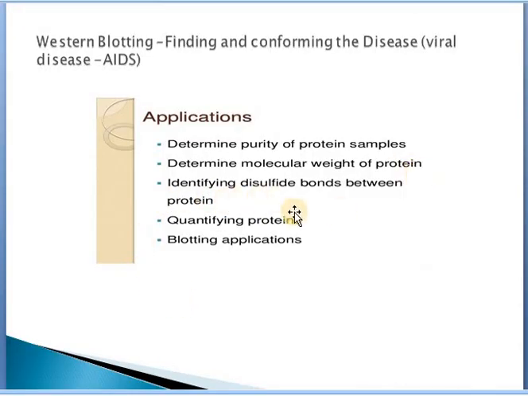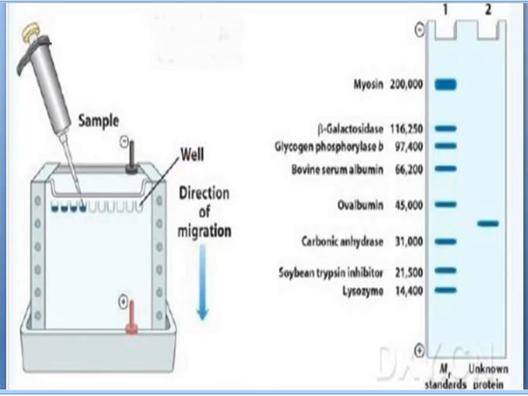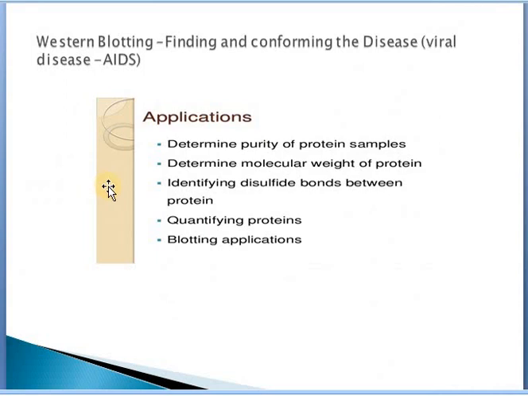Next, identifying the disulfide bond between the proteins. Since we are using the denaturation system where the disulfide bond is present, suppose a protein is made by two chains, A chain and B chain, where the disulfide bond is positioned between amino acid 5 and 6, or 7, 8, like this, we will identify the position of the disulfide bond in the protein. Then quantifying the protein, the amount of protein present in the sample will also be studied. And finally, the latest technique called blotting techniques. That is also once again confirming the diseases, which is most important in clinical findings and confirmation studies that follow SDS-PAGE acrylamide.